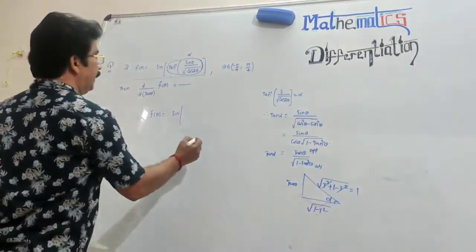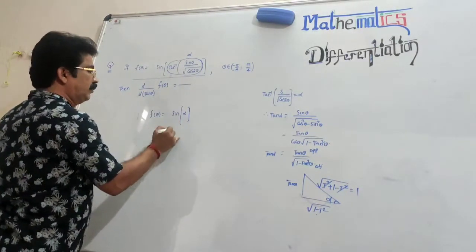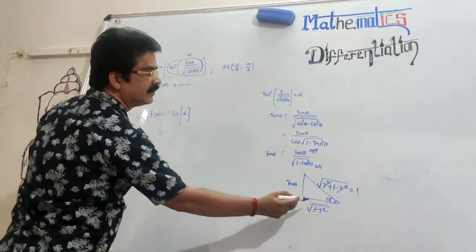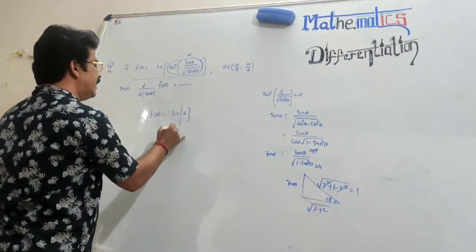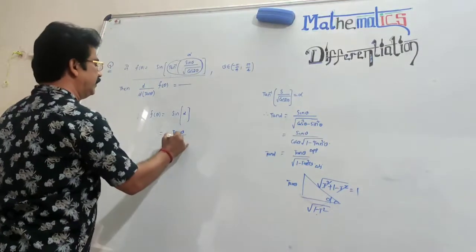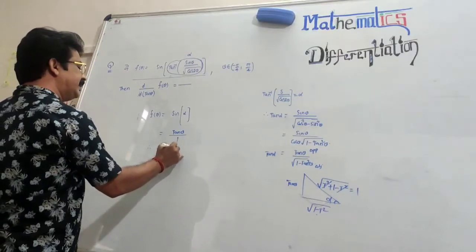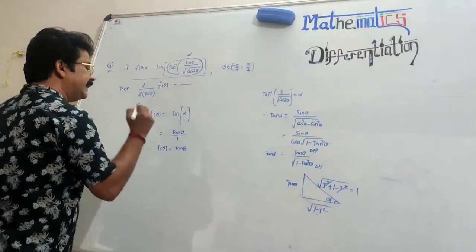So therefore, what we let, this is alpha. This is sine alpha. So what is sine alpha from this? Sine alpha is, tell me, opposite divided by hypotenuse, means 1. So therefore, simply f of theta is equal to tan theta.